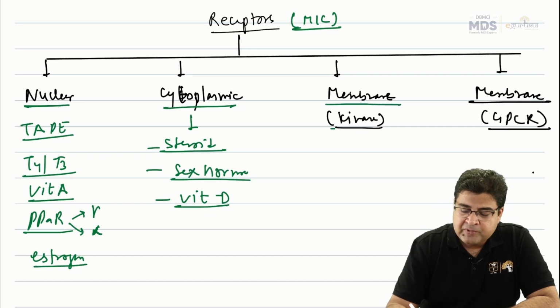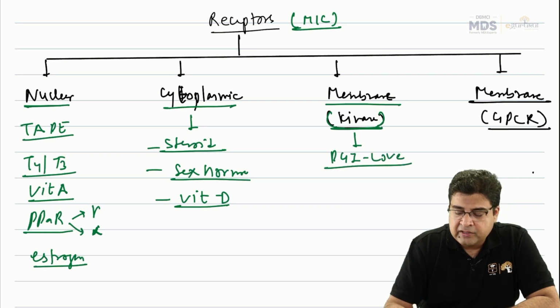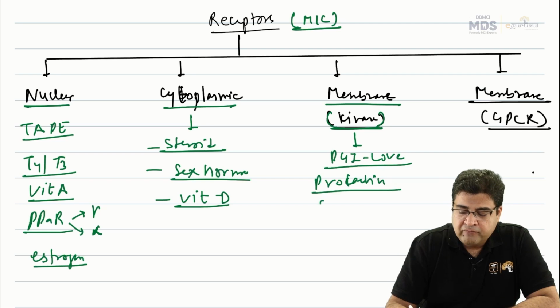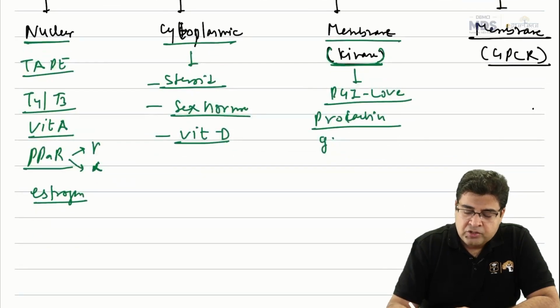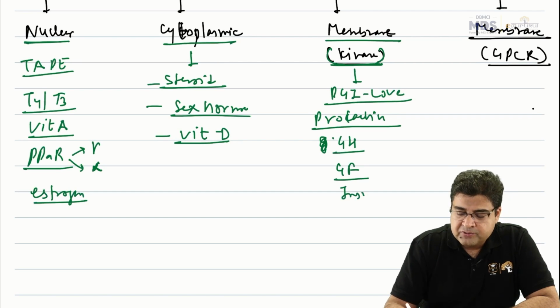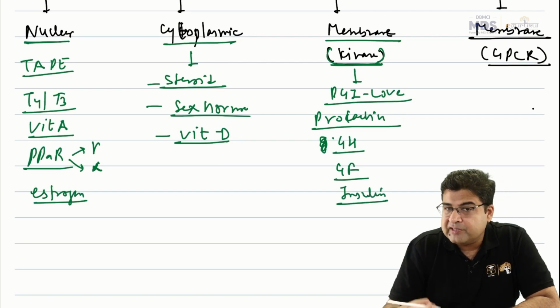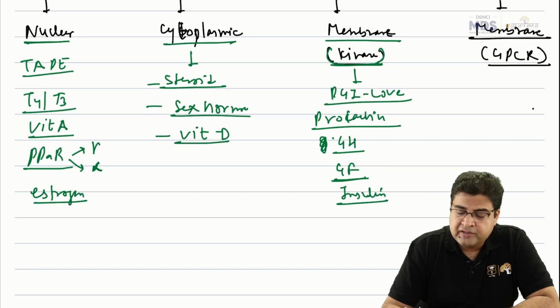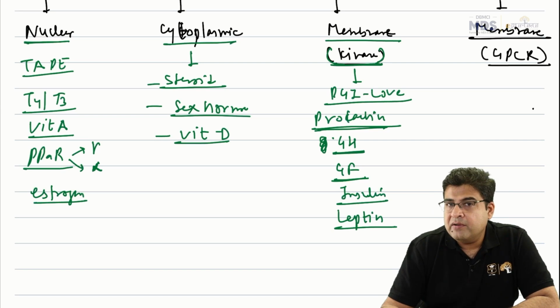Now we have the membrane receptor having kinase activity. For this the mnemonic is PGI love. For PGI love, you can remember prolactin, growth hormone, growth factor, insulin. Insulin is associated with kinase enzyme activity, as are growth factor, growth hormone, prolactin, and leptin. So these are the 4 or 5 examples where the hormones or drugs have a membrane receptor having kinase activity.